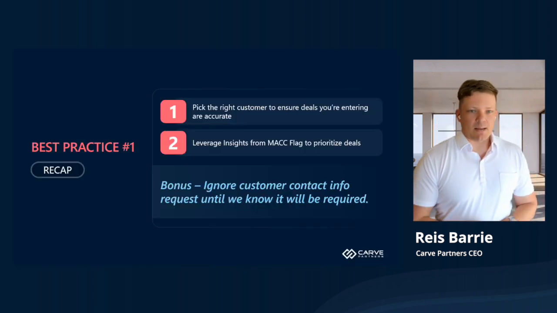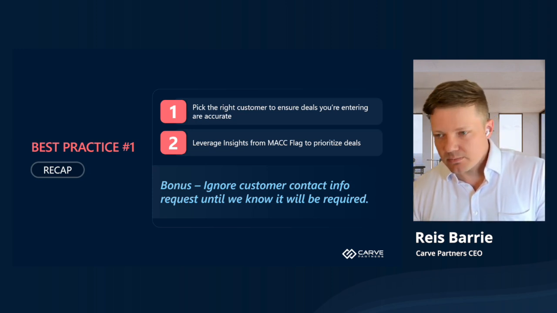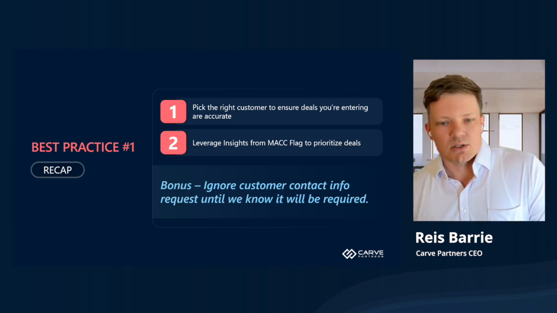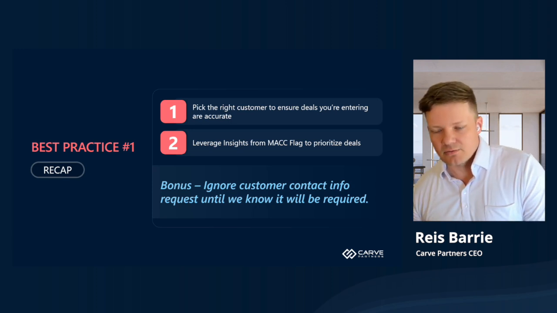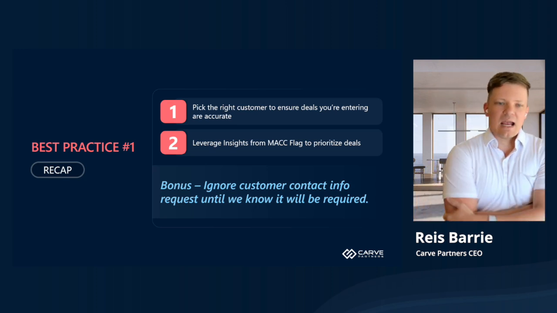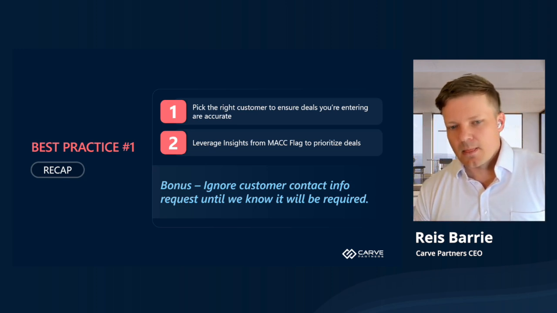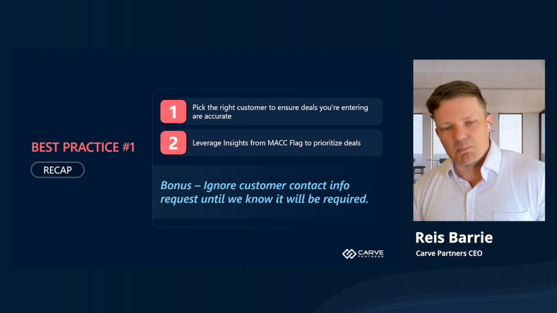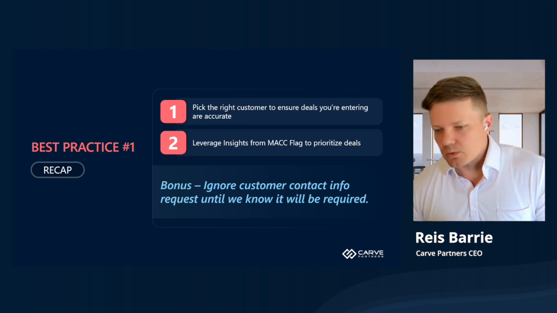So quick recap of best practice number 1 is going to be picking the right customer, that managed customer, so they're entering accurate deals, leveraging the MACC flag to draw insights and prioritize deals against. And then bonus is ignore that initial customer contact info request because it's not required at this point. It may become required later. And if we get to that point, then we'll spend effort filling it in.